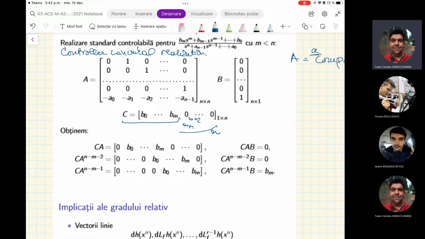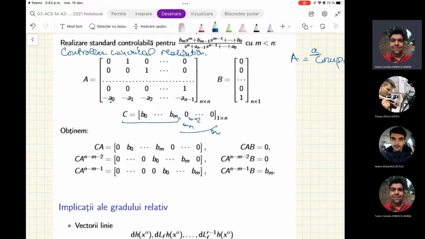All right. C is this guy times A. So it's B0 up to m. And then, why do you still have these terms, B0 up to Bm? Oh yeah, sorry. This is the first. So the first one is 0, indeed. The second one is B0. Yes, sure. Look, multiply this C with A.